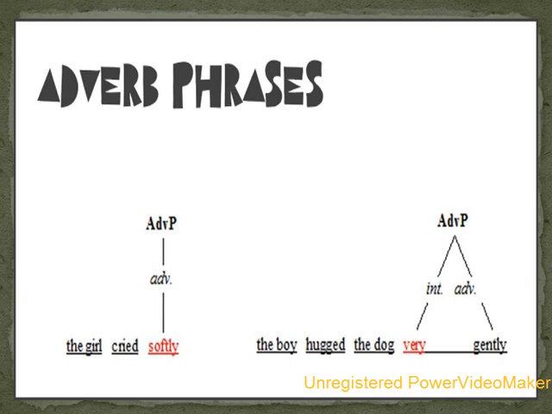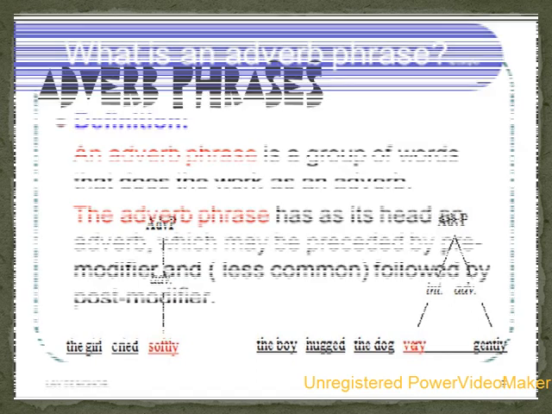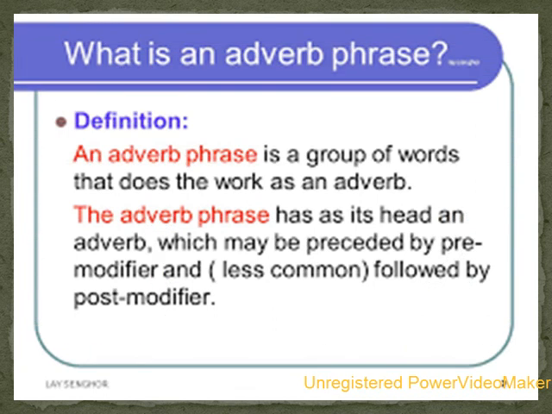Let's begin with adverb phrases. Simply, an adverb phrase contains two words, adverb and phrase. An adverb phrase is a group of words that functions as an adverb. Let's know more about adverb phrases. Definition of an adverb phrase: an adverb phrase is a group of words that does the work of an adverb. It is simply a group of two or more words that functions as an adverb in a sentence.